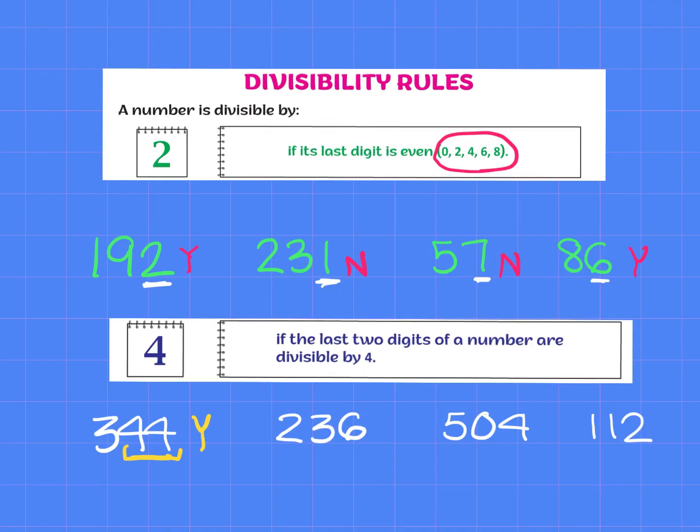The last 2 digits here in 236 are 36. 36 is divisible by 4, since 36 divided by 4 is 9. And therefore, the whole number is divisible by 4. Next, 504. The last 2 digits are 04, which makes the number 4. Is 4 divisible by 4? Yes, 4 divided by 4 is 1. And the last 2 digits of 112 are 12. Is 12 divisible by 4? Yes, so the whole number is divisible by 4.